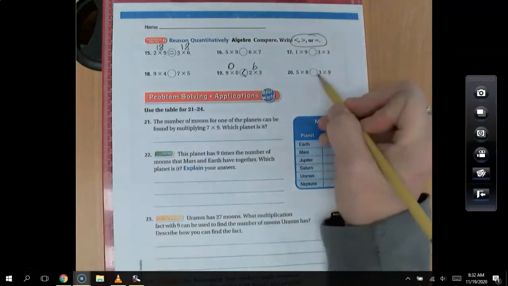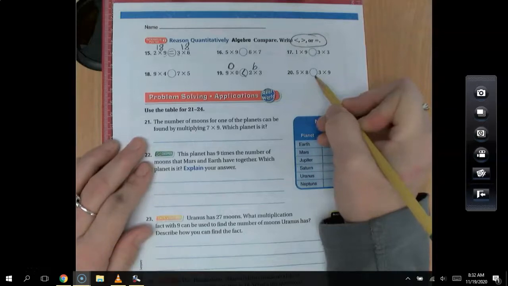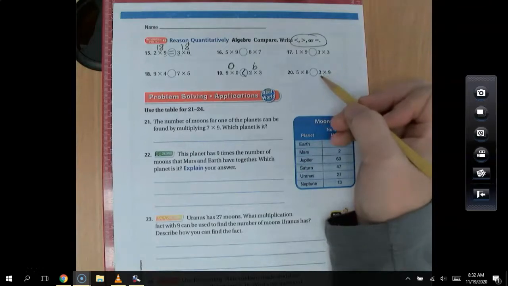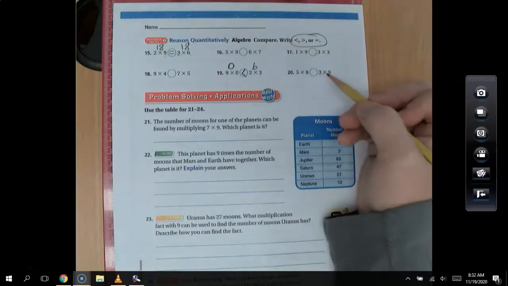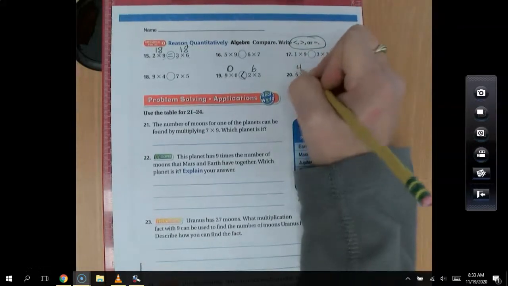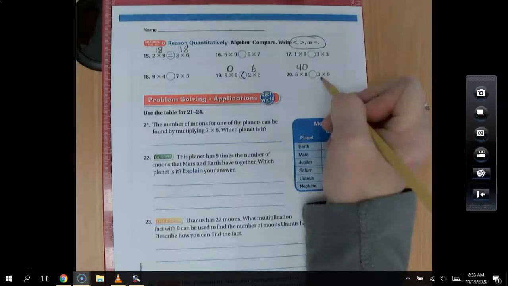Let's try number 20. We'll do one more of these. 5 times 8. What is 5 times 8? Well, if you don't know, count by 5s 8 times. Go ahead and count by 5s 8 times. Okay, you should have gotten 40. 5 times 8 is 40. Okay, we're not finished. We have to figure out this other side.